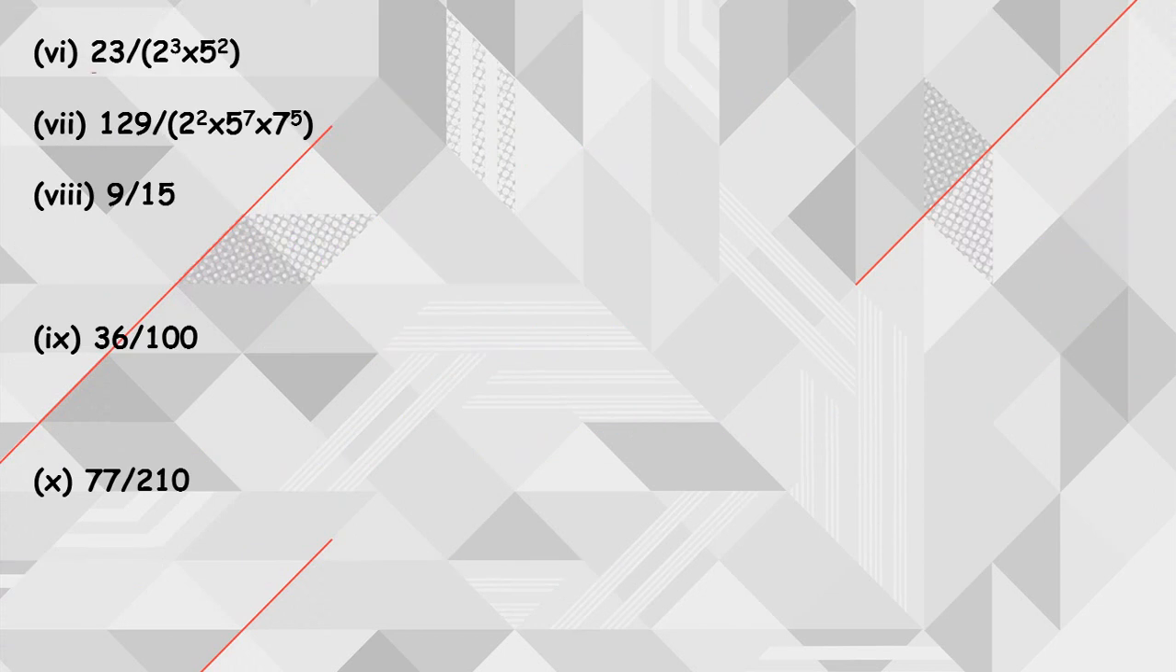Next, moving on to the next question. Here if you observe, 23 is a prime number. Next, 2 cube into 5 square. Here clearly the denominator is already prime factorized, so no need of doing prime factorization for this. Then directly what I can say, the denominator is of the form 2 power n into 5 power m. Hence it is a terminating decimal.